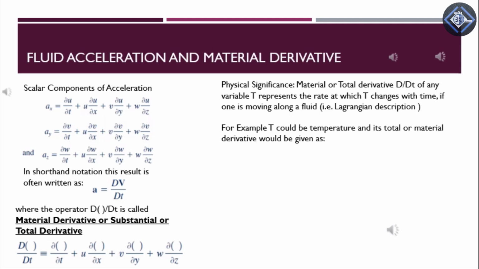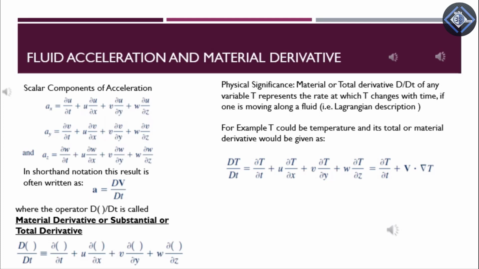This kind of description is actually Lagrangian description. One seems to travel along a fluid particle and experiences all the changes that are happening due to change in time and due to change in position with the fluid particle. For example, T could be temperature, and total change in temperature with respect to time in a flowing medium can be given by the material derivative or substantial derivative or total derivative as shown on the screen.